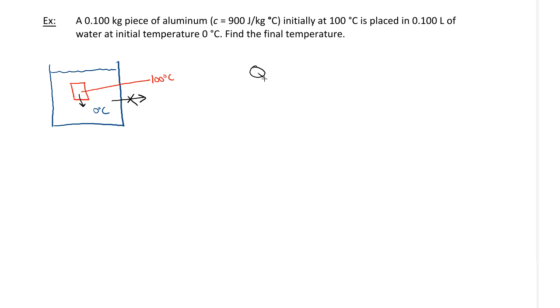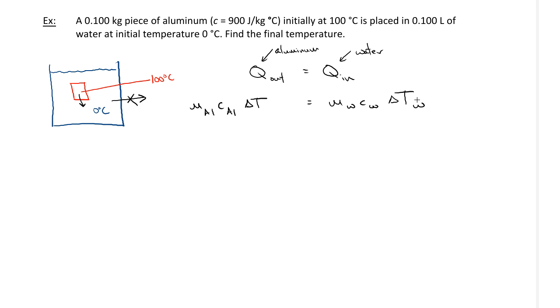So the principle here is that the energy out of the aluminum is going to be equal to the energy into the water. And we're going to use our equation Q = mcΔT to work this out. So the mass of the aluminum multiplied by its specific heat capacity multiplied by the change in temperature that it undergoes is equal to the mass of the water multiplied by its specific heat capacity multiplied by its change in temperature. We're going to set this up so the change in temperature on both sides are positive.